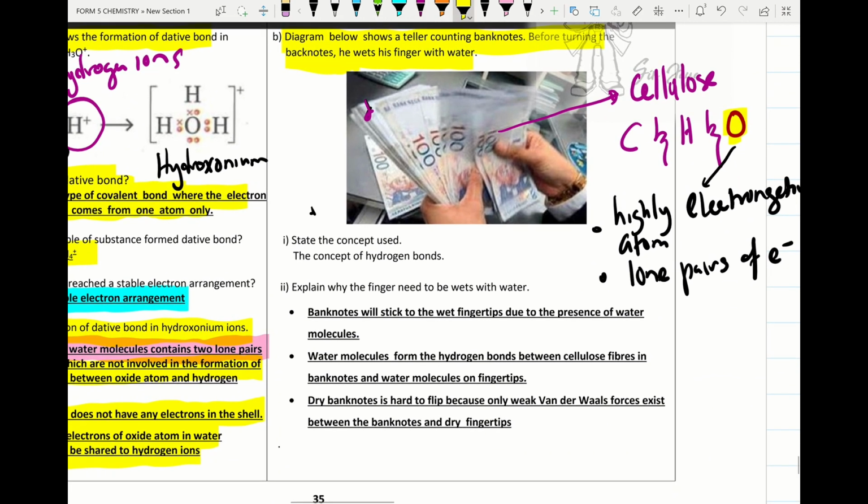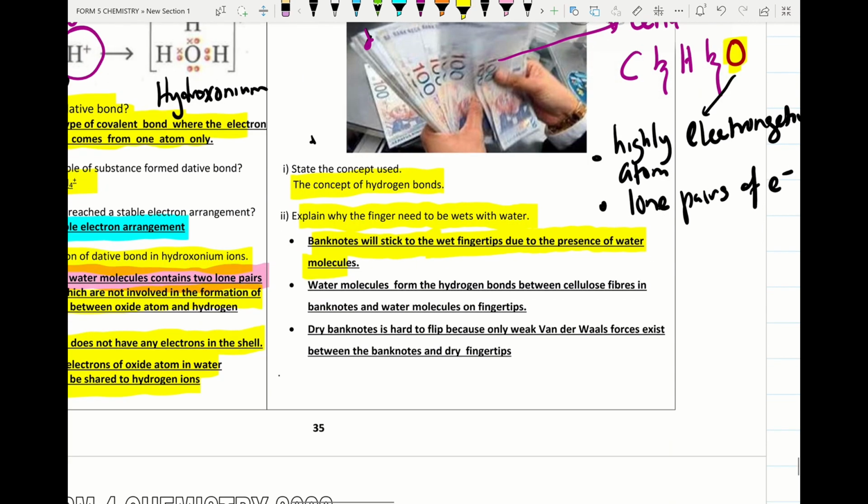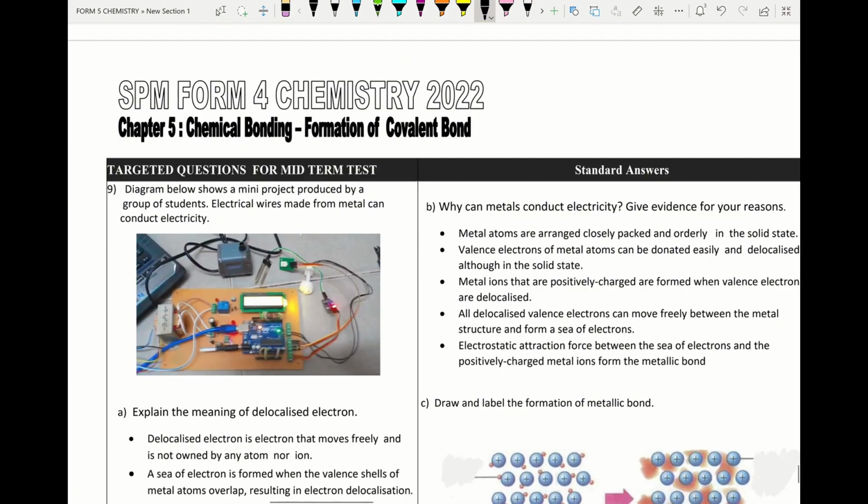All right, so how to answer this question? State the concept used here. The concept is the formation of hydrogen bonding. Explain why the finger needs to be wet with water. The banknote will stick to the wet finger due to the presence of water molecules. The water molecules form hydrogen bonding between the cellulose fibre in the banknotes and the water molecules on the fingertips. A dry banknote is hard to flip because only weak van der Waals forces of attraction exist between the banknotes and the dry finger. All right, so we move on to the next question.